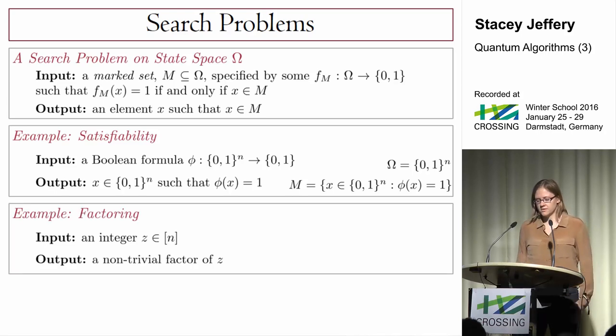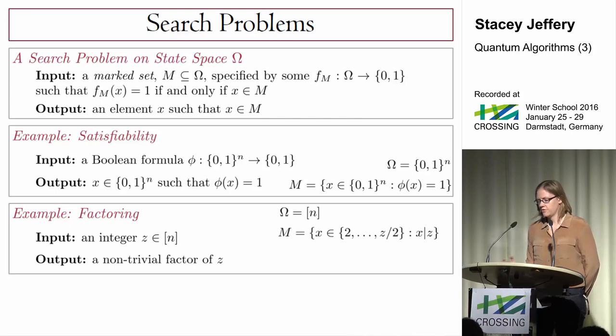And then finally, another example is factoring. In factoring, the input is some integer, and we want to output a non-trivial factor. So we can just view this as a search for a non-trivial factor.